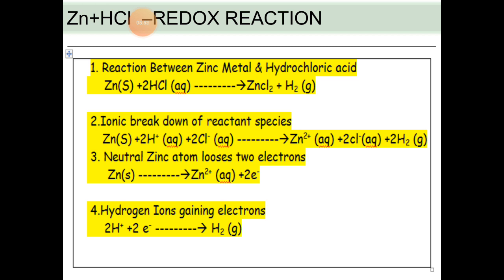Let's first look at reaction number 3. Let's first look at what happens to the zinc atoms. Initially we have neutral zinc atoms. As the reaction progresses, the zinc atoms lose 2 electrons to form zinc dipositive ions. That means zinc was oxidized into zinc positive ions. The second part of the reaction, the fourth one, involves the hydrogen. The hydrogen ions are gaining electrons and binding together to form hydrogen gas.